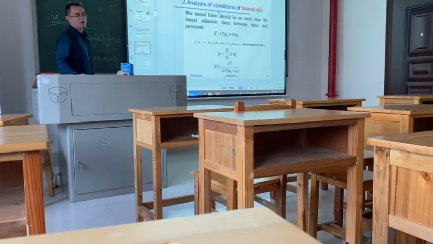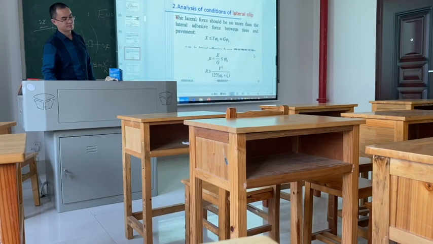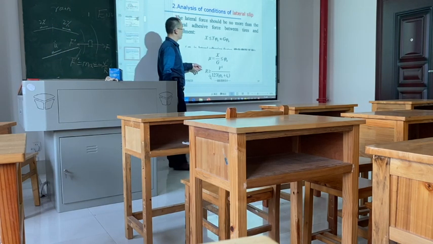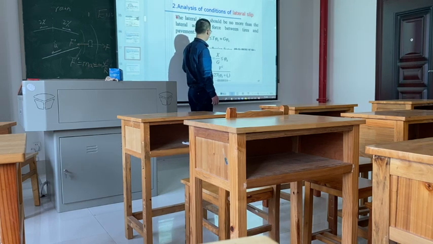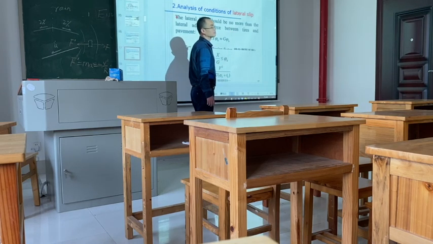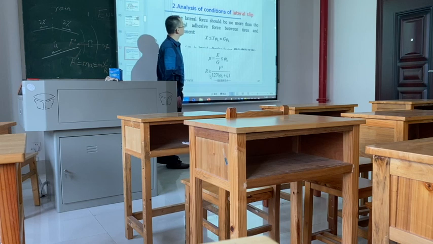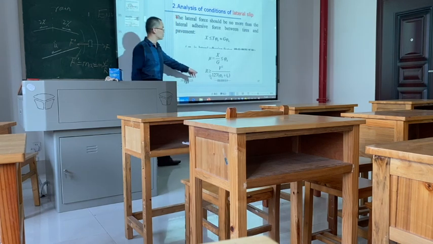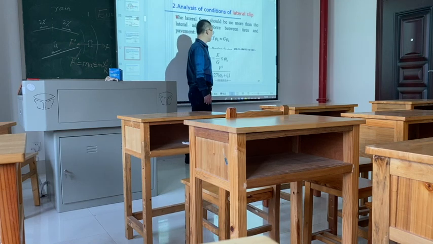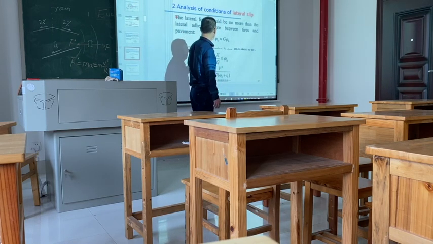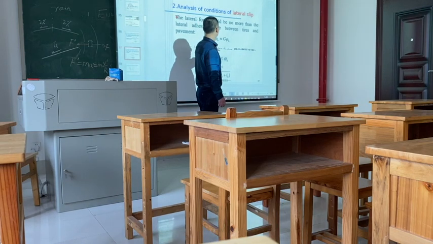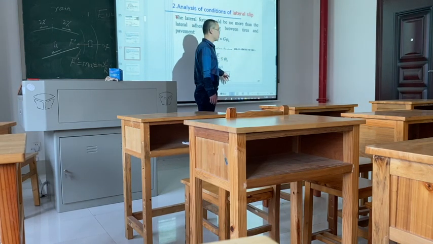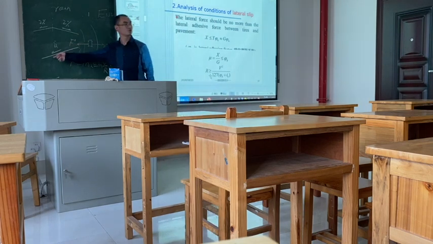Analysis of conditions of natural slip. Adhesion factor. This expression is the condition to avoid lateral slip. To avoid the lateral slip, R is radius, V is the speed of vehicle, cosine H is the lateral adhesion factor, IH is superelevation.